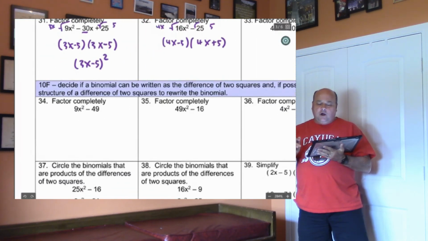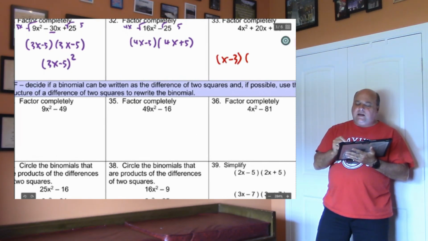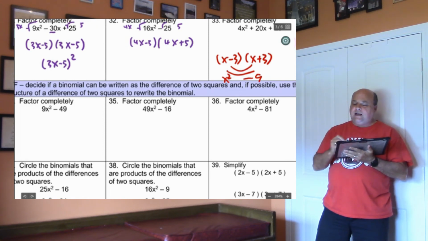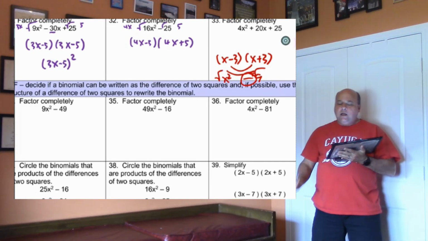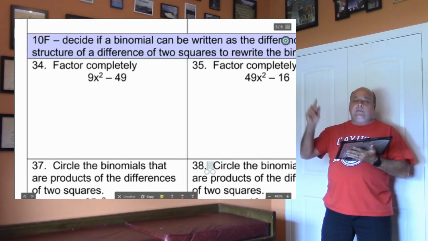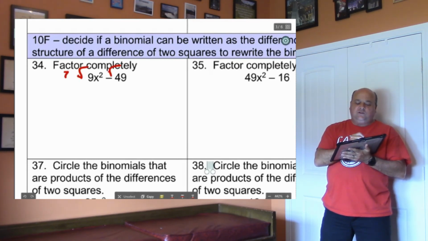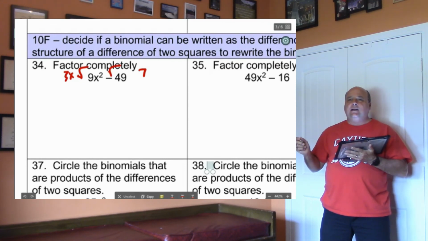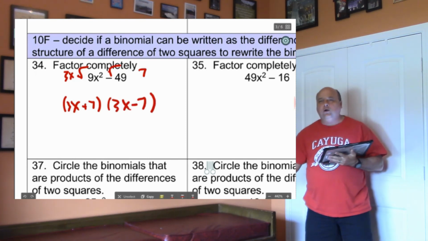Okay, decide if a polynomial can be written as a difference of two squares. So what this means, if I have x minus 3 and x plus 3, if I multiply that, I'm going to get x squared minus 9, and that middle term cancels out. These are both perfect squares, and they'll always be a minus, okay? So the key is the first term and the second term have to be perfect squares. On this one, this is a square root, this is a square root, write them to the side. The middle term cancels out, so it's going to be 3x plus 7 and 3x minus 7. That's all you have to do.